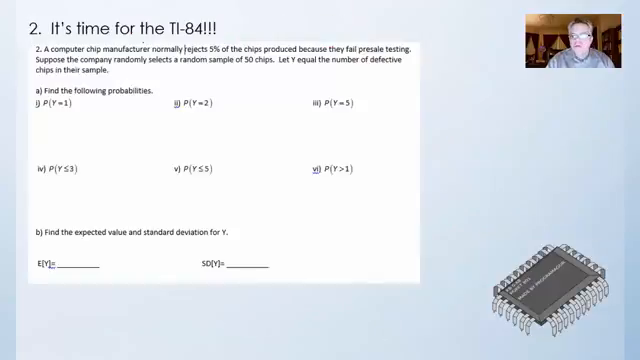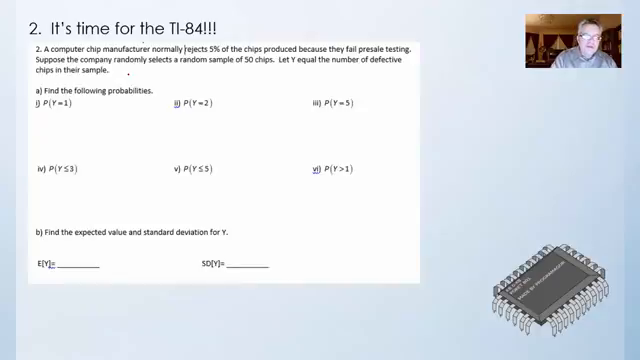All right, now we want to show you how to use the TI-84 to do this. In this problem, a computer chip manufacturer normally rejects 5% of the chips produced because they fail pre-sale testing. In other words, 5% of the chips are bad. Suppose the company randomly selects a sample of 50 chips. Let Y be the number of defective chips in the sample, and we want to compute these probabilities.